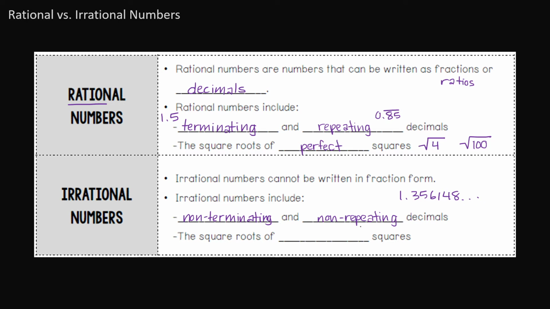And irrational numbers also include the square roots of non-perfect squares. Here's an example. The square root of 2. If you plug in the square root of 2 into a calculator, you're going to get this really long decimal. It starts with 1.4, and then there are infinitely many digits behind those. So non-perfect squares are also examples of irrational numbers.